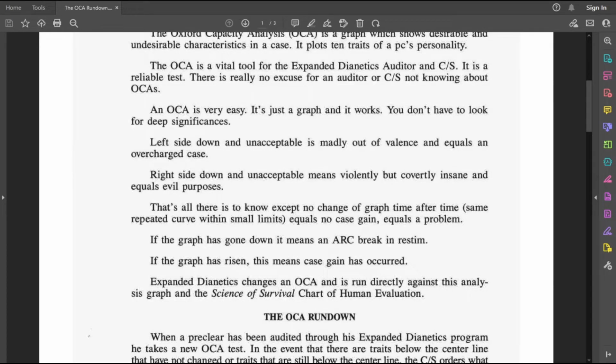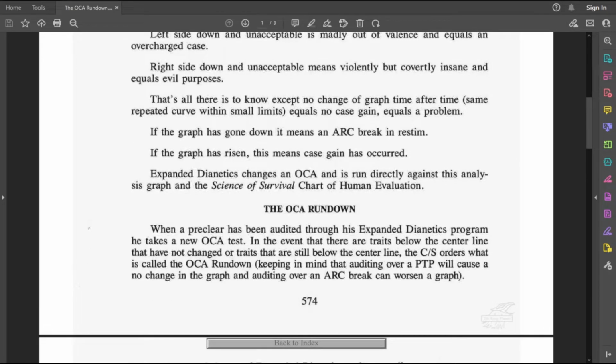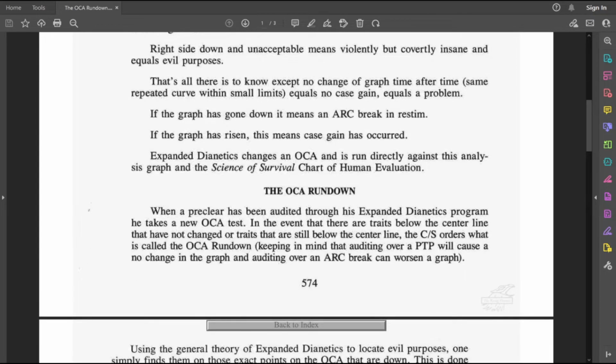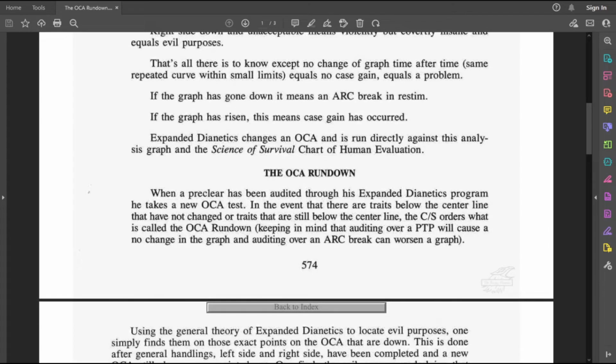That's all there is to know, except no change of graph time after time. Same repeated curve within small limits equals no case gain equals a problem. If the graph has gone down, it means an ARC break and restimulation. If the graph has risen, this means case gain has occurred. Expanded Dianetics changes an OCA and is run directly against this analysis graph and Science of Survival chart of human evaluation. So I was looking at this sentence. This means case gain has occurred.